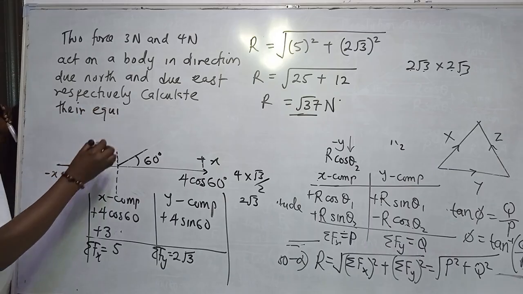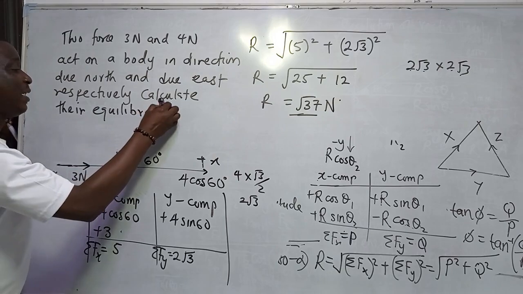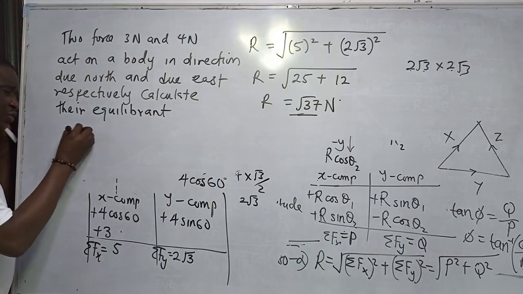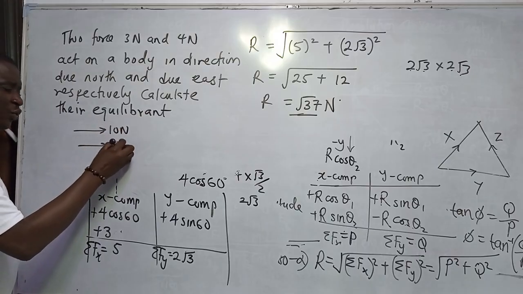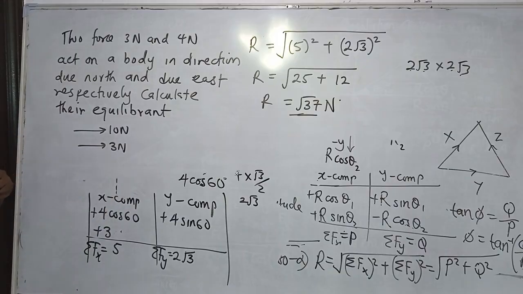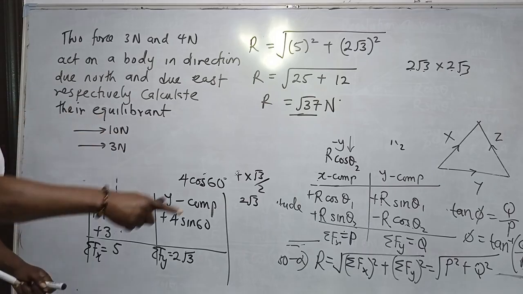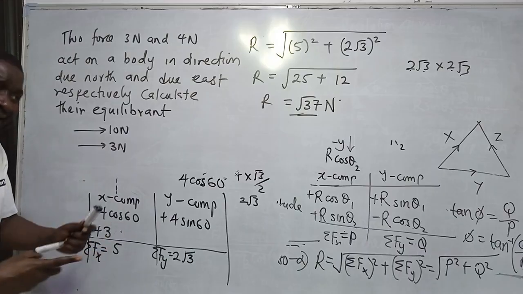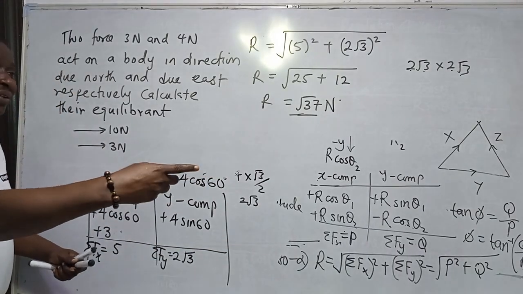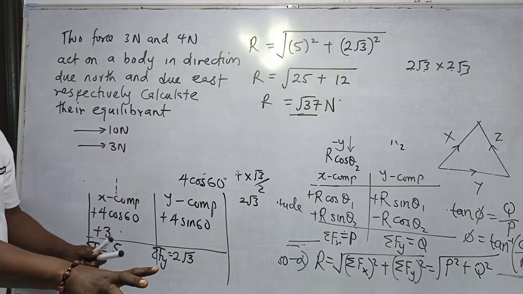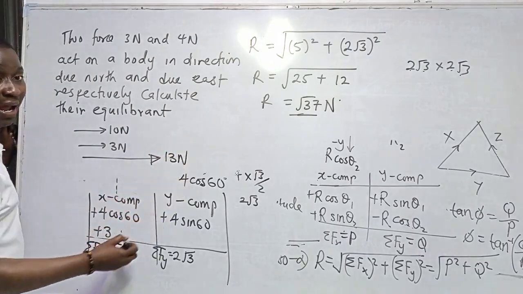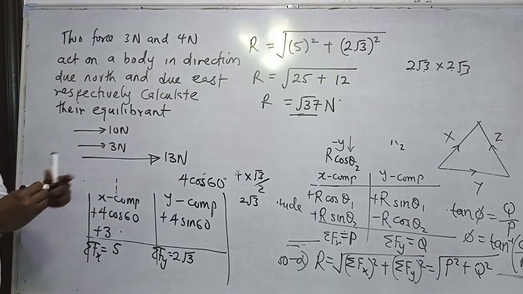Their equilibrant. I want to touch this one because I have not talked about equilibrant. Now, there is a difference between equilibrant and resultant. If I give you these two forces, 10 Newton and 3 Newton, what is the resultant? The resultant is the algebraic sum of two or more vectors acting in the same direction as the forces. That means if I want to find the resultant of these two forces, the resultant is 13 Newton. Why? Because they are moving in the same direction.